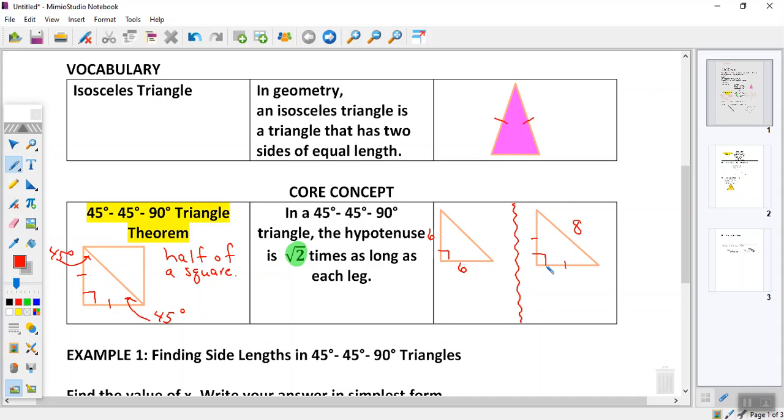If this was a 9 right here, so if the 6 was a 9, what would the hypotenuse have been then? 9 square root of 2. But this only works in what kind of triangles?